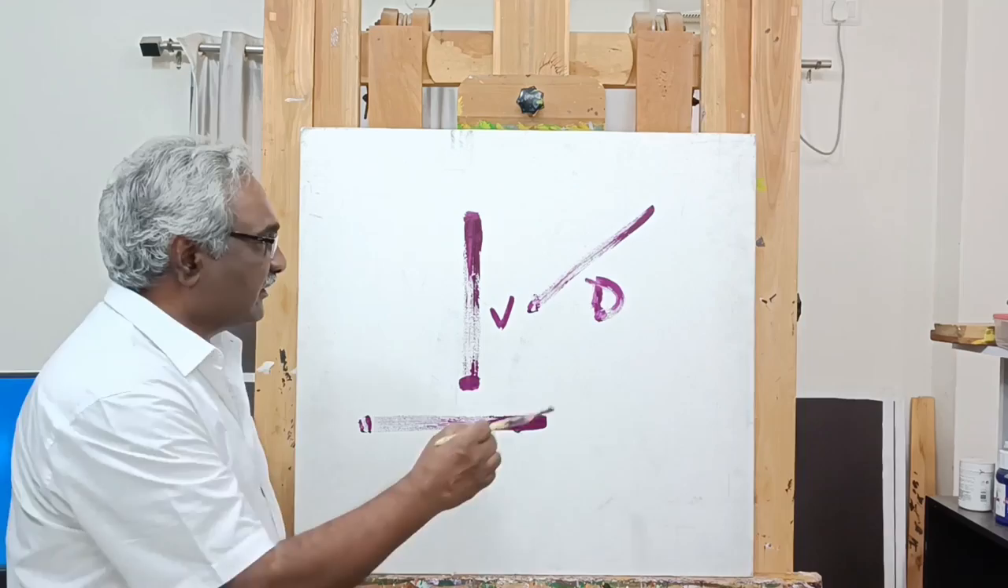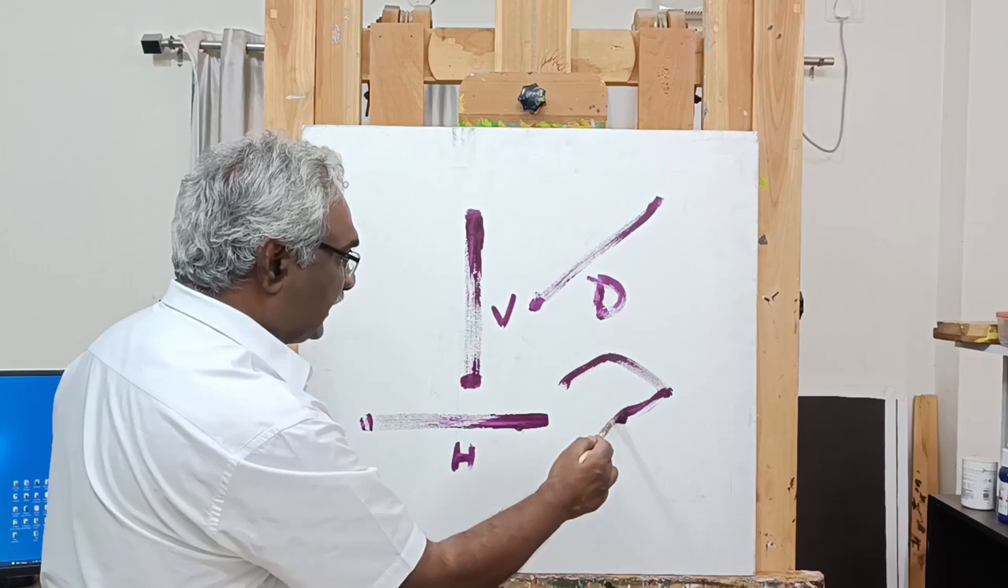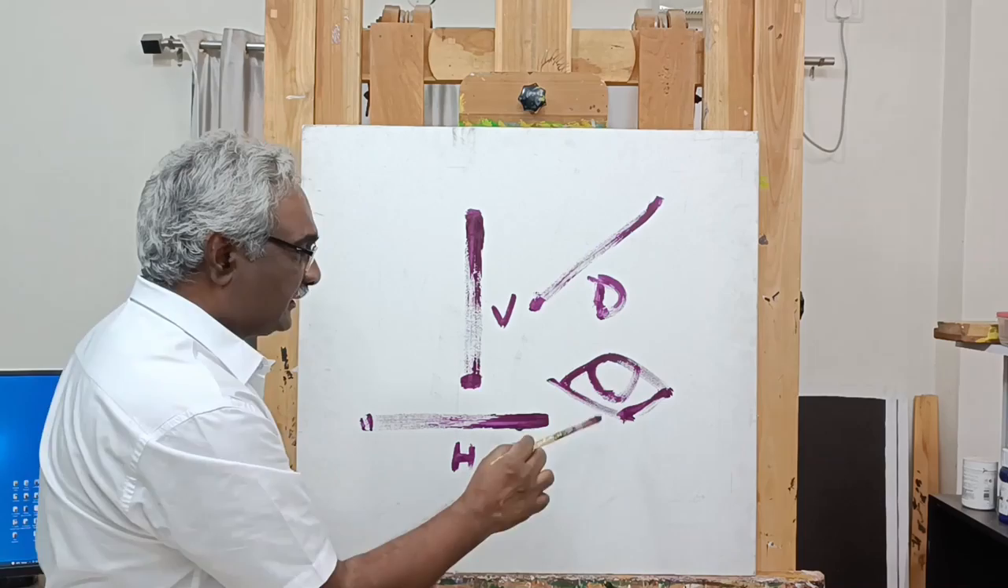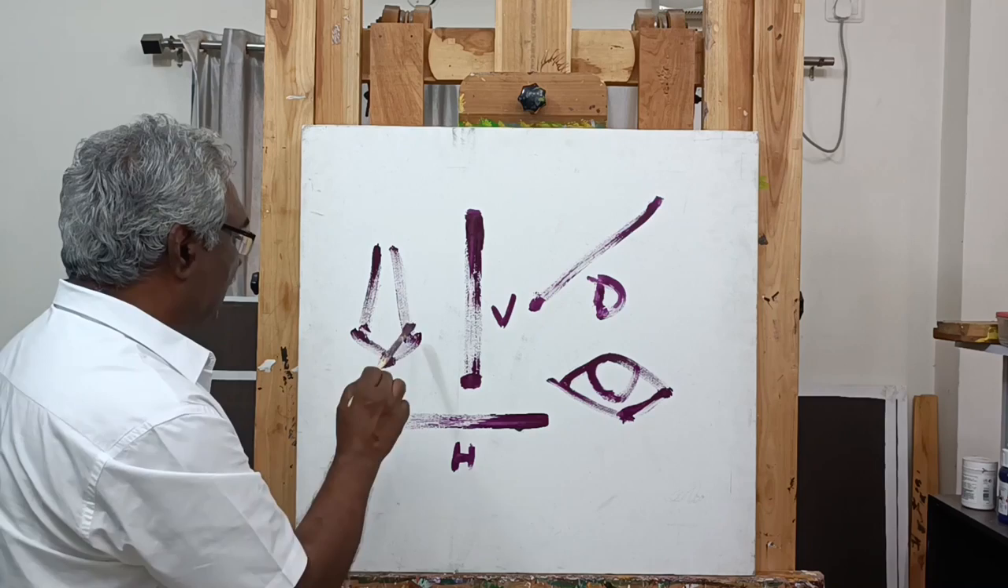Third, diagonal, which is interesting. Suppose you have to draw an eye. See, this is one diagonal, this is another diagonal, this is another diagonal, and this is another diagonal. So, it will make an eye. Again, see, two diagonals here will make the eyeball. In the same way, two diagonals will become a nose.